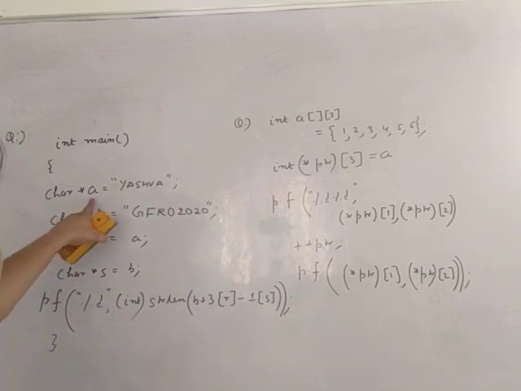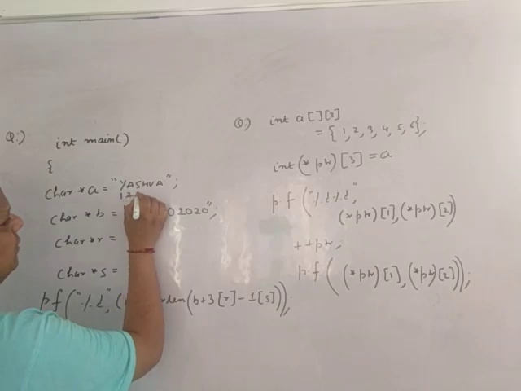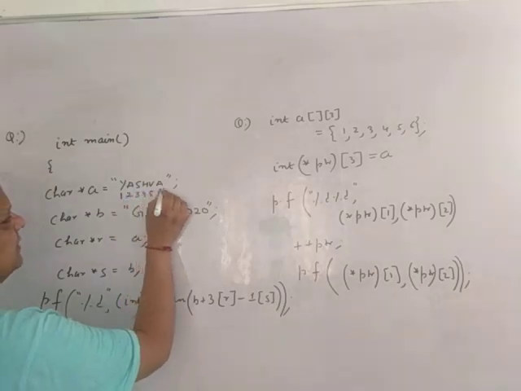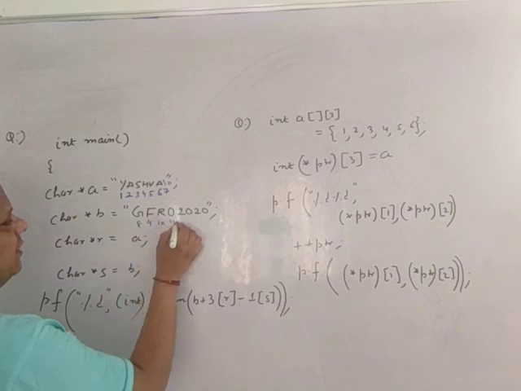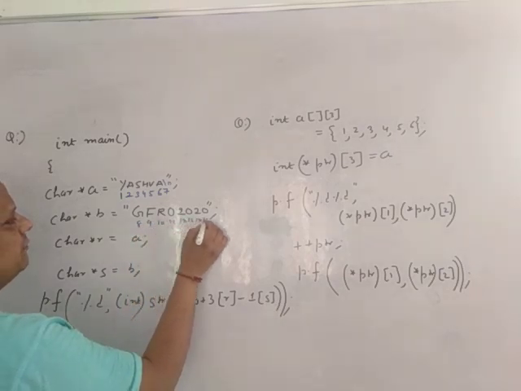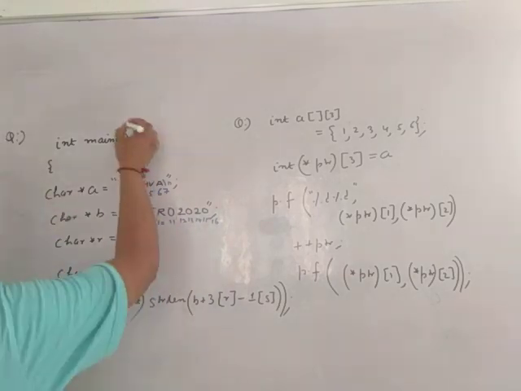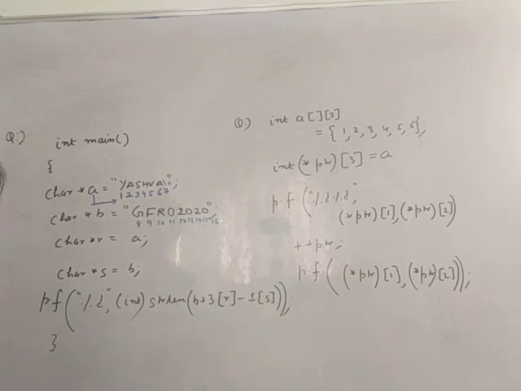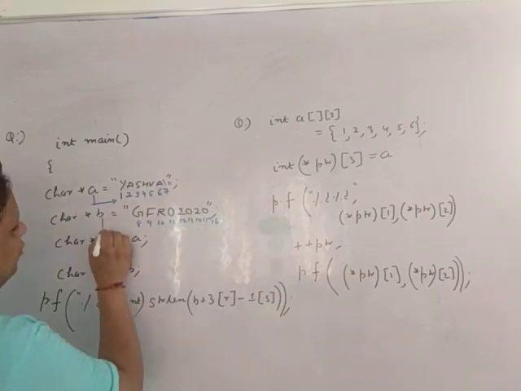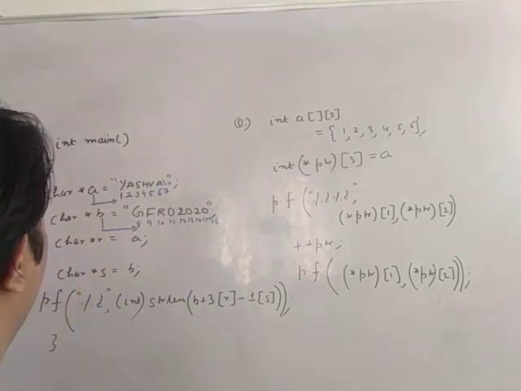When you write char *A = "Yashva", let's suppose the base address starts from 1: 1, 2, 3, 4, 5, 6, and 7 for null. Similarly 8, 9, 10, 11, 12, 13, 14, 15, and 16 you have null. So A is pointing at the base address of the string Yashva, which is 1. Similarly B is pointing to the base address of the string WIPRO20, that is 8.